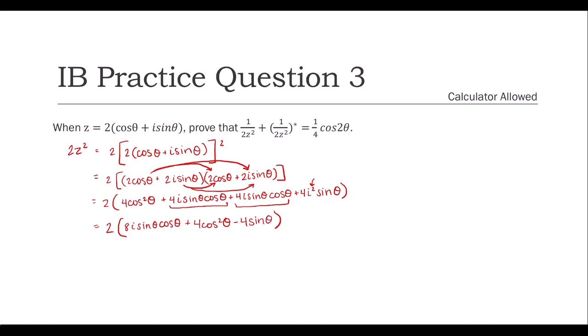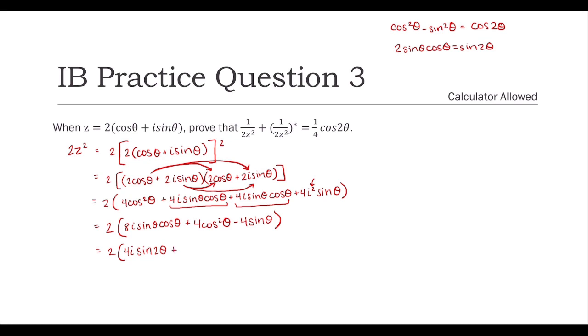For this next step, you're going to need to know your trig identities because we're going to be using 2 double angle formulas. So our cosine squared theta minus sine squared theta is equal to your cosine of 2 theta. We're going to use that, as well as 2 sine theta cosine theta equals sine of 2 theta. So we'll have 2 times, we have sine theta cosine theta here. We'll pull 2 from our 8 to get 4i, and then we have 2 sine theta cosine theta, so times sine of 2 theta.